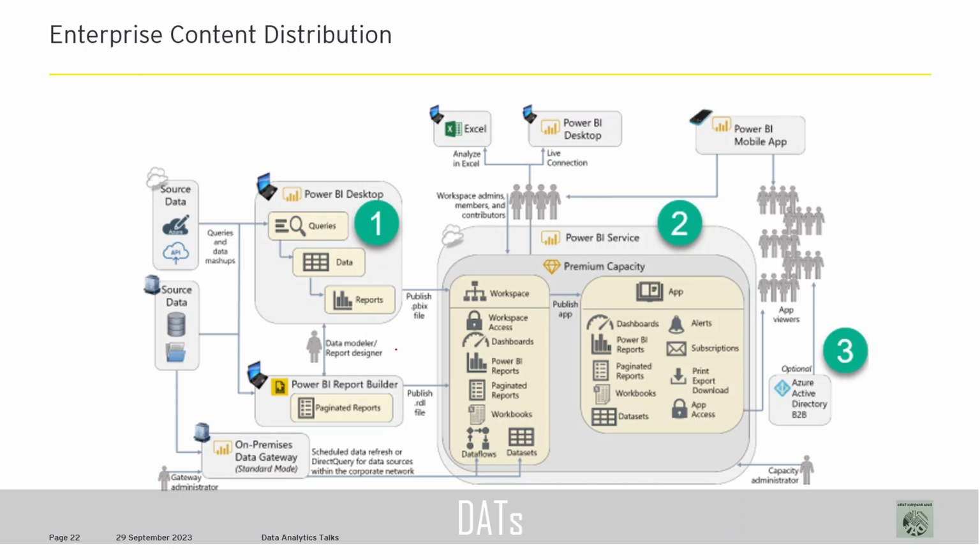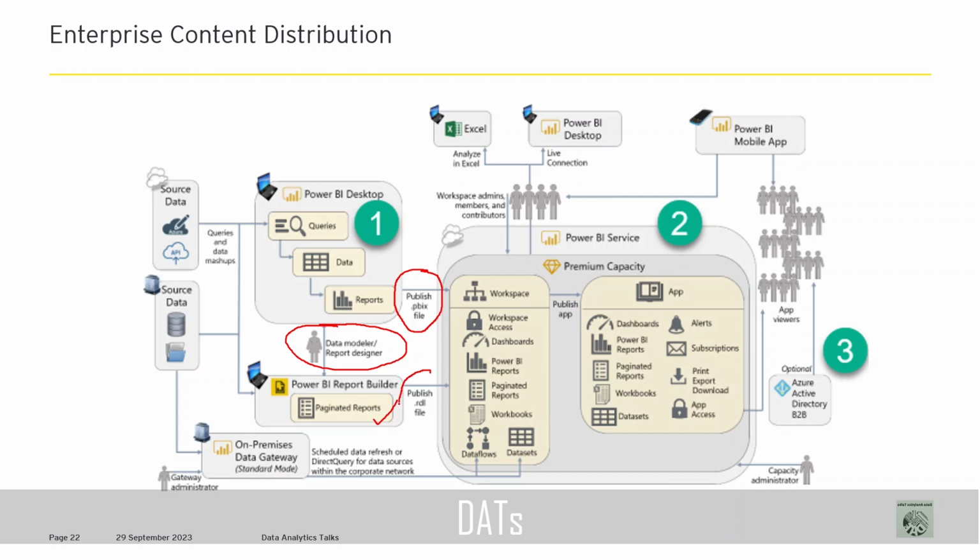In this diagram, we can see that the data modeler or report designer is sitting in between the Power BI desktop and Power BI report builder. So in the enterprise scenario, we not only use the Power BI desktop, we also use Power BI report builder. For what? The Power BI desktop is used for building queries, creating data, then reports, whereas Power BI report builder is used for paginated reports. And if you look closely, the Power BI files have the extension PBIX, and paginated reports have the extension RDL.